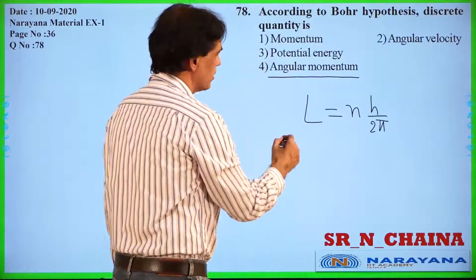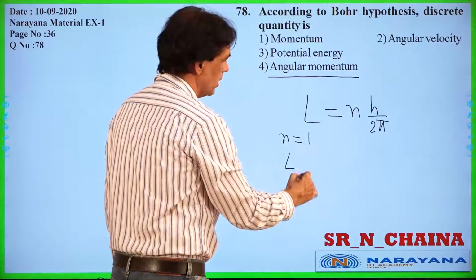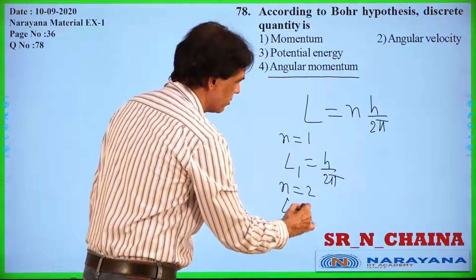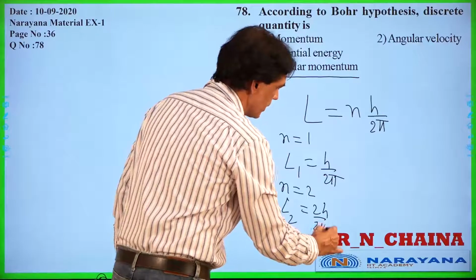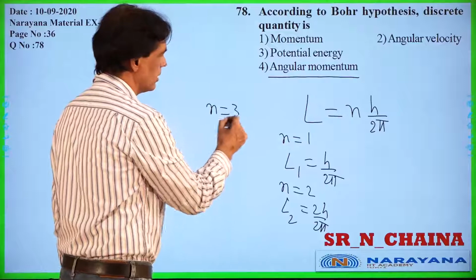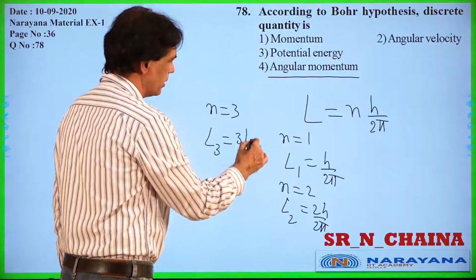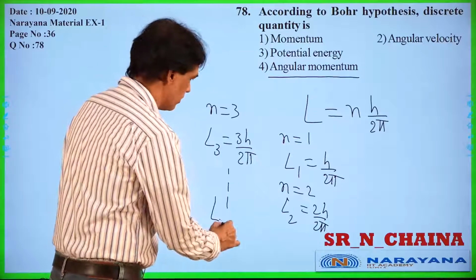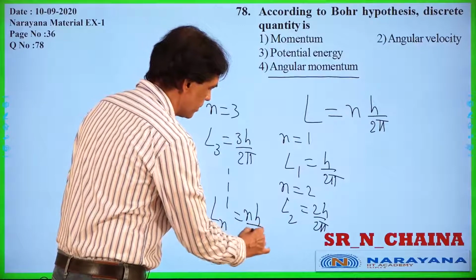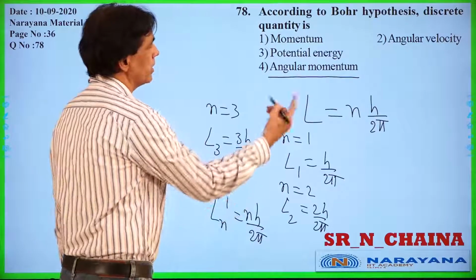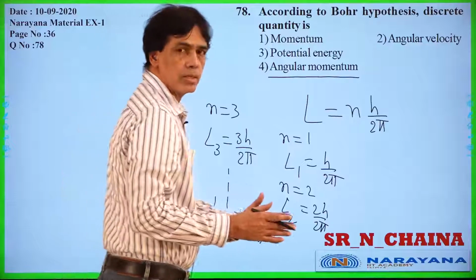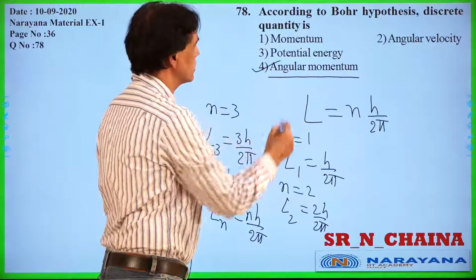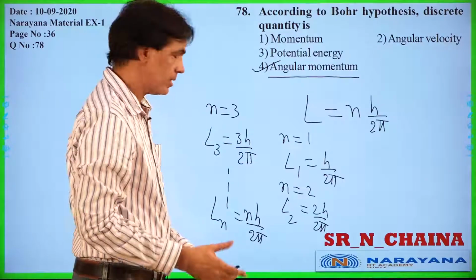In the first orbit, if n equal to 1, L1 equal to h by 2 pi. If n equal to 2, in the second orbit angular momentum is 2h by 2 pi. In the third orbit, if n equal to 3, angular momentum is 3h by 2 pi. So it cannot be continuous. In the nth orbit, it will be nh by 2 pi. So this is the one which is discrete, remaining all are continuous quantities. An electron cannot have continuous angular momentum. It is discrete. Therefore, this is the answer for this question. Let's see the next one.